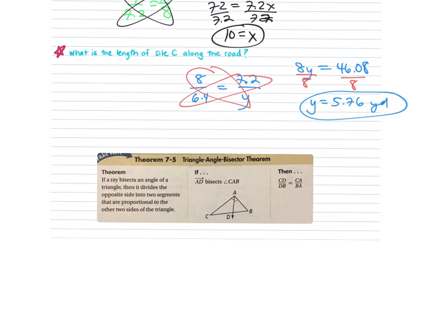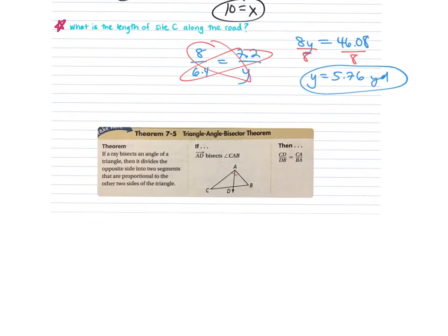The last of these proportions in triangle theorems is the triangle angle bisector theorem. If you have a triangle and one of the vertices has an angle bisector, it's going to cut these pieces in proportion with these pieces. So this over this equals this over this.